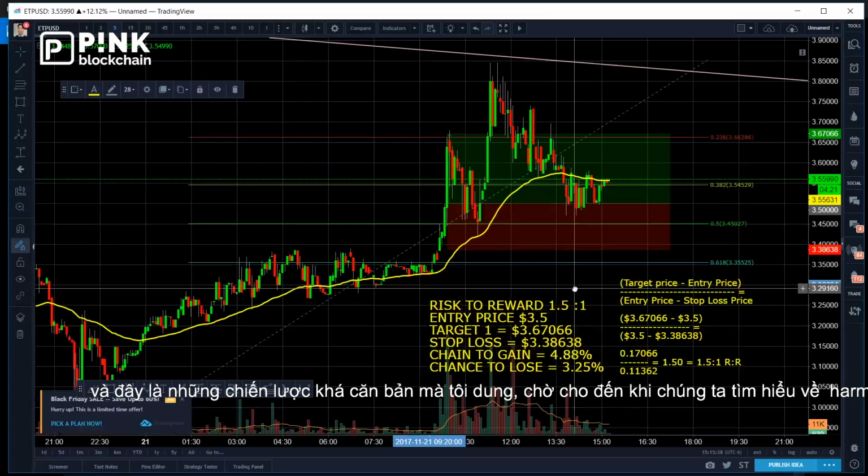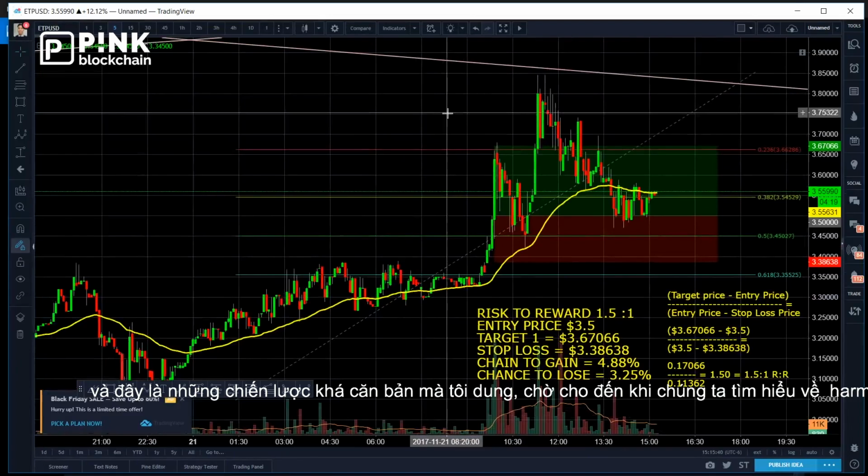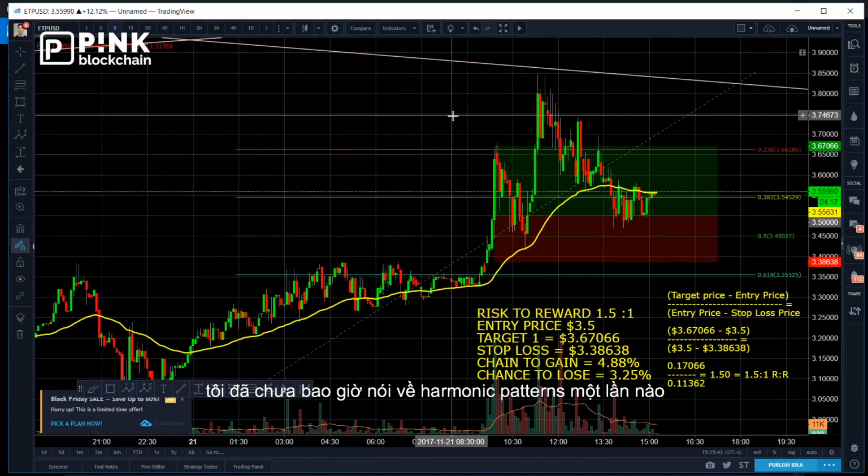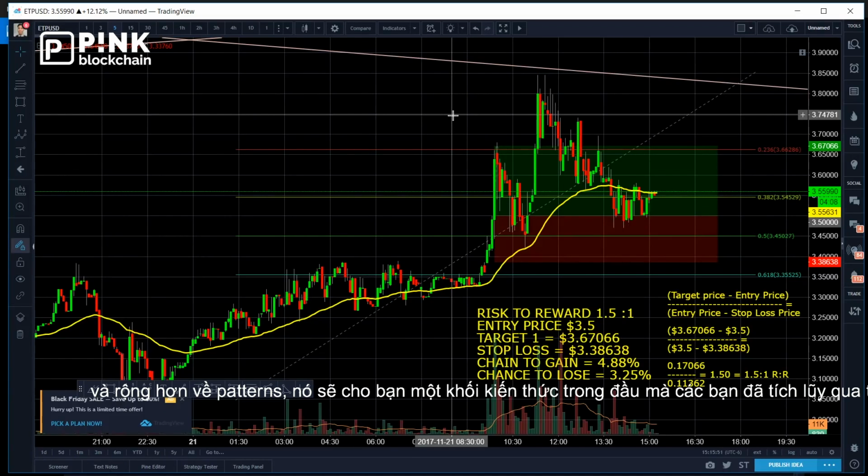And these are fairly basic strategies that I use. Wait till we get into harmonic patterns, guys. I haven't even talked about harmonic patterns once yet. I haven't even tweeted a harmonic pattern once yet. Once we get into harmonic patterns and just patterns in general, it's gonna blow your mind the amount of knowledge you guys are gonna gain over time, I promise you, okay?